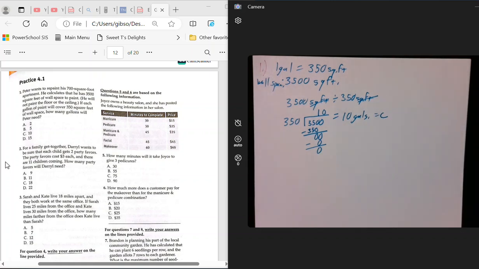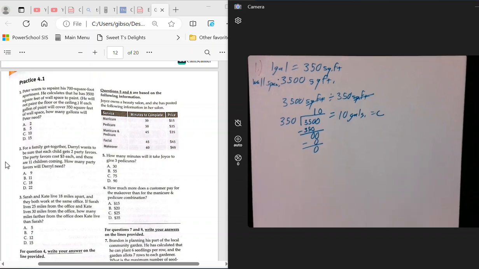Okay, now we move on to problem number 2. It says for a family get-together, Daryl wants to be sure that each child gets 2 party favors. The party favors cost $3 each. There are 11 children coming. How many party favors would Daryl need? Now the question is, how many party favors would Daryl need? That has nothing to do with the price. So the party favors costing $3 each is irrelevant, because we only want to know how many Daryl needs.